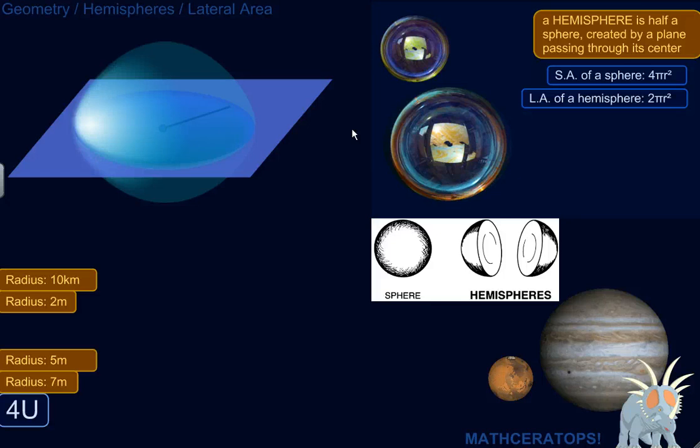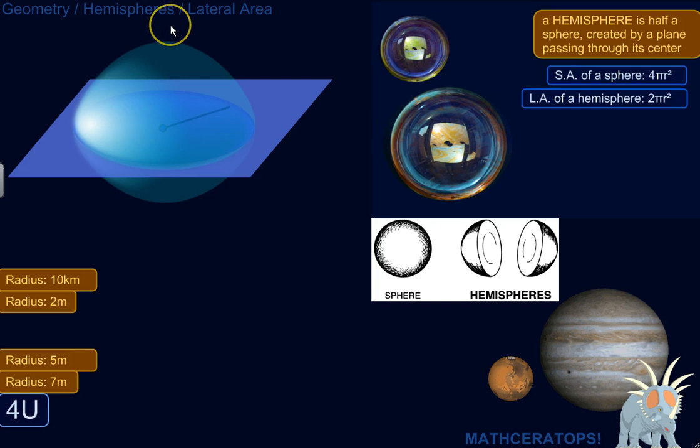Alright, so let's talk about the lateral area of a hemisphere. But first, a hemisphere is just half of a sphere. If you take a plane and run that plane straight through the center of the sphere, you'll cut that sphere into two hemispheres. So sphere, boom, hemispheres, two of them.